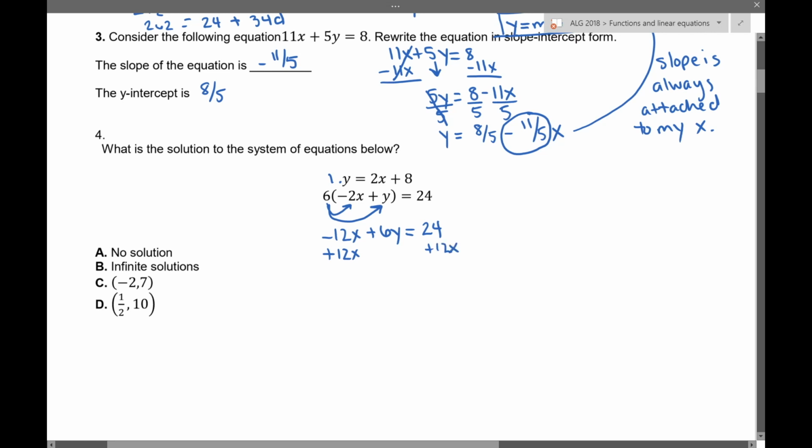Okay, my 12x is here, cross out. I drop down my 6y. Is 24 and 12x like terms? No, they are not. So I just bring them to the side. 24 plus 12x.